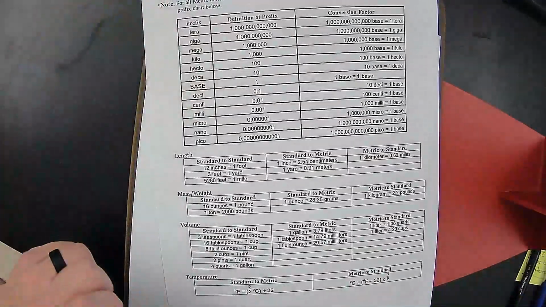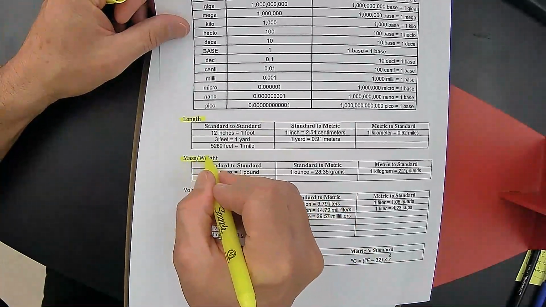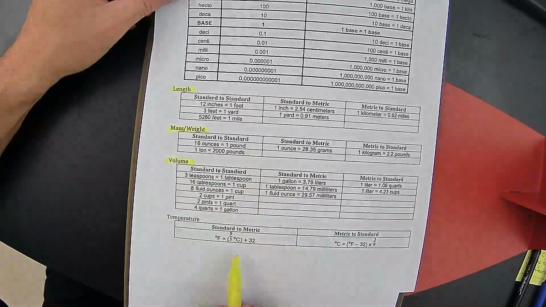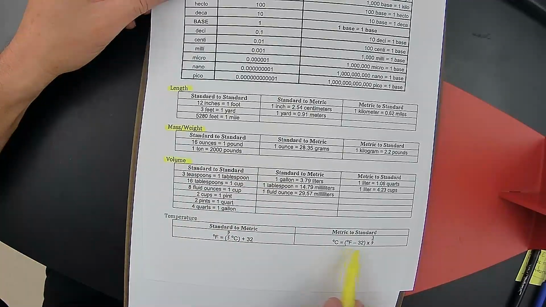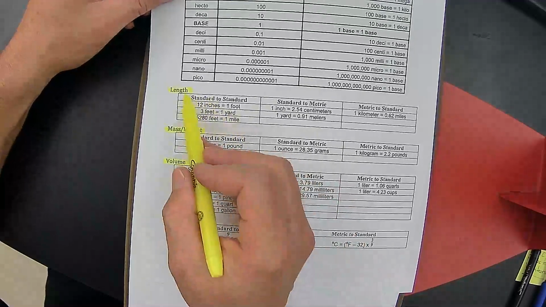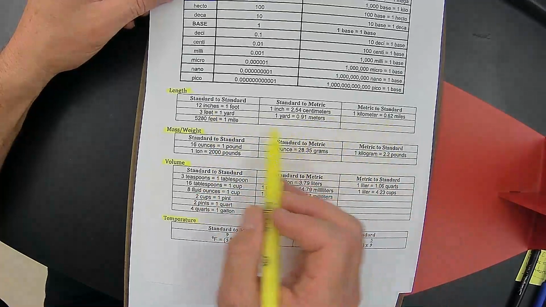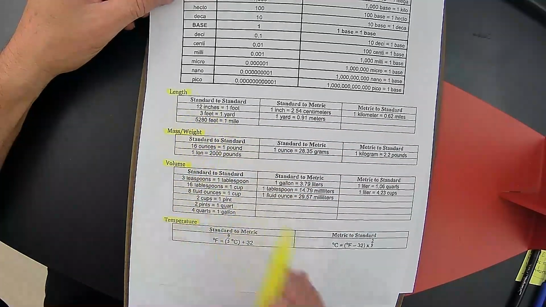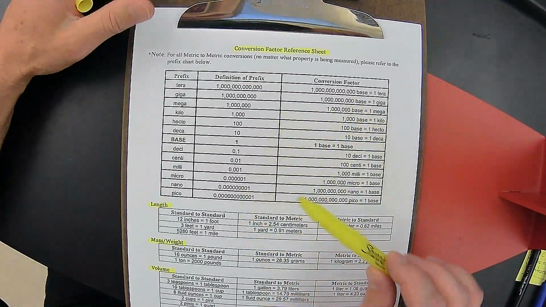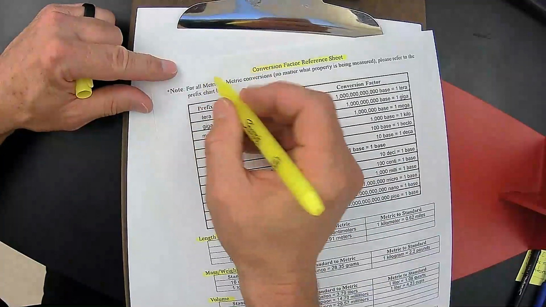Whether you're dealing with length that you're measuring, whether you're dealing with mass, or in some cases weight, whether you're dealing with volume. Now, temperature, you have to actually use an equation, so it's written in equation form instead of a conversion form. But the length, mass, weight, and volume on this table are clearly written out in terms of a conversion factor.